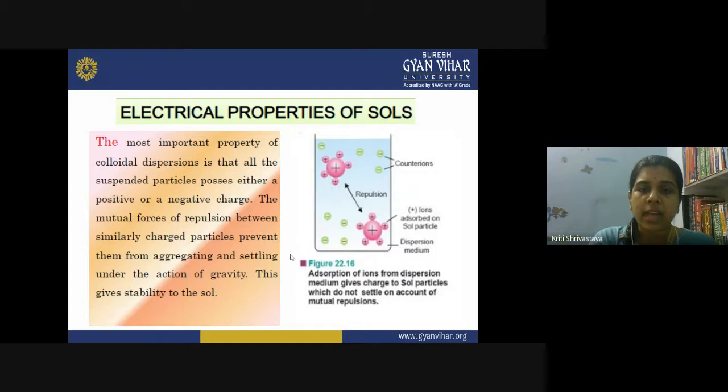So in this diagram, you are seeing the absorption of the ion from dispersion medium gives charge to the sol particles, which do not settle on account of the mutual repulsion. So here you can see the sol particles, they are carrying the positive charge on their surface, and the dispersion medium is also containing some counter ions. Right? Whenever we have a positive charge, we will also have some negative charge in the solution. So these are the counter ions, and they may exist in the dispersion medium. So all the electrical properties of the sol, they are due to the presence of charge over the surface.